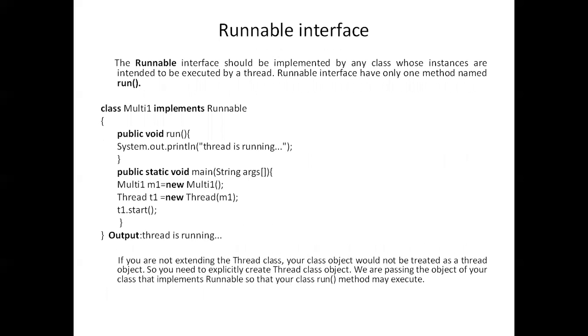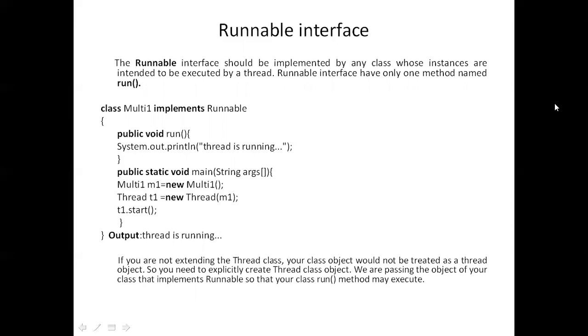The second option is the Runnable interface. The Runnable interface should be implemented by any class whose instances are intended to be executed by a thread. The Runnable interface has only one method named run. There is an example of using the Runnable interface to create a thread in Java.